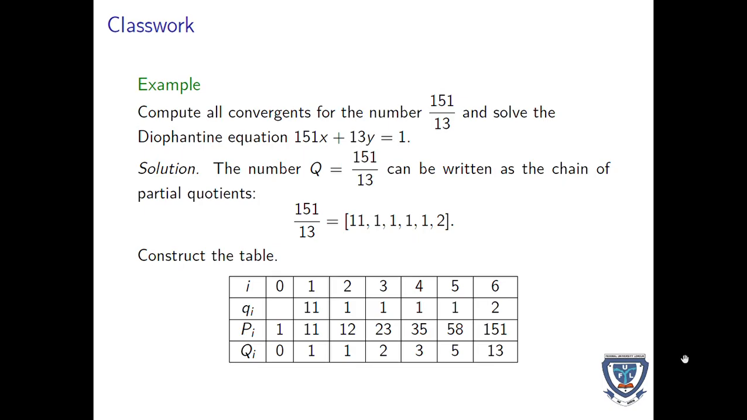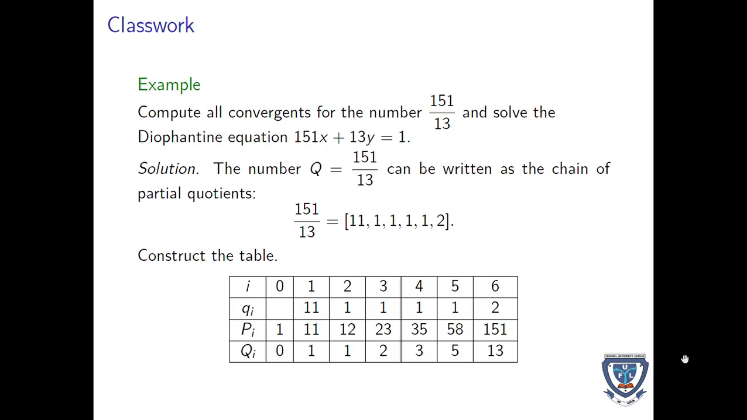Example: compute all convergents for the number 151 over 13 and solve the Diophantine equation 151x plus 13y equal to 1. Solution: the number 151 over 13 can be written as the chain of partial quotients, which is 151 over 13 will be equal to [11, 1, 1, 1, 1, 2].